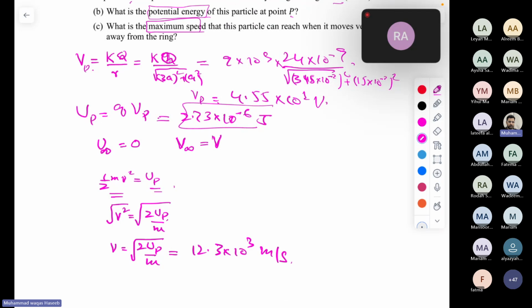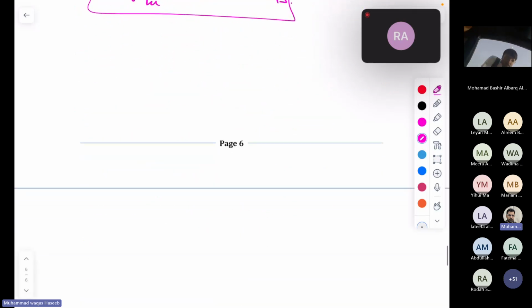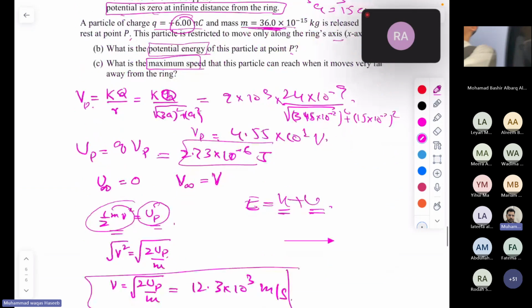So when we consider the particle moving from point P to infinity along this axis, it is under the effect of the electric force. So for the mechanical energy, which is the total energy, E is K plus U, kinetic plus potential. So at infinity, its kinetic energy is equal to the potential energy. That's how we can find its velocity. So this is all the problems we did.